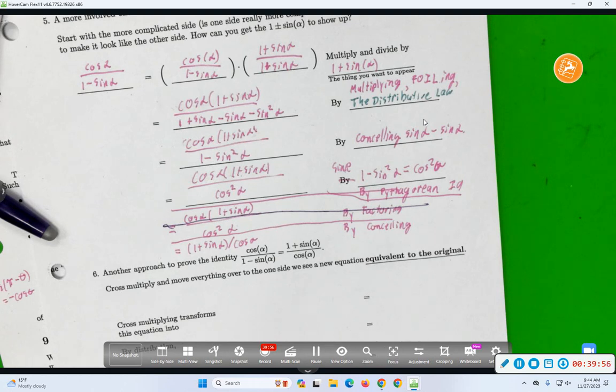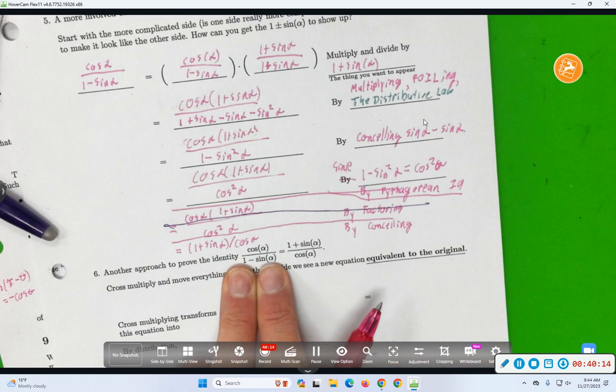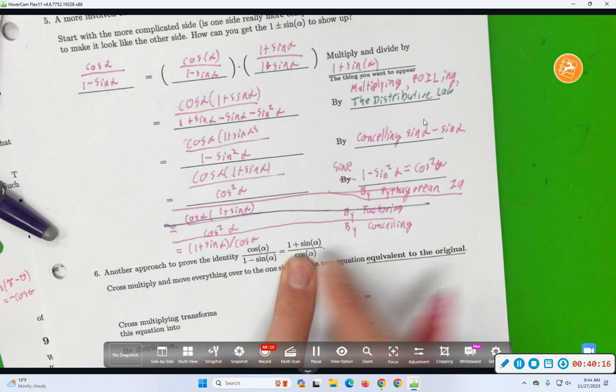Well, here's the thing I see. It's annoying that there's division in this equation, right? Can you get rid of that division? Yeah, you just cross multiply by the relevant denominators. Let's cross multiply by all the denominators. So that means I can move this 1 minus sine alpha to the other side as multiplication.